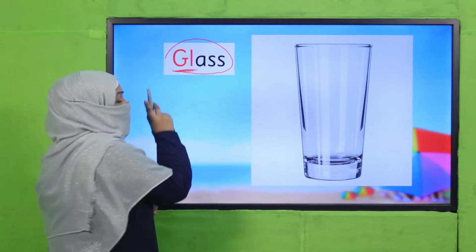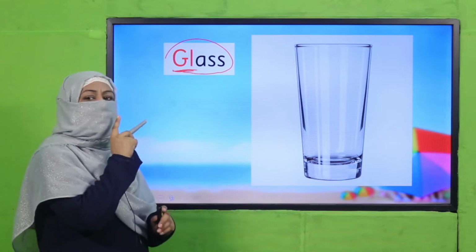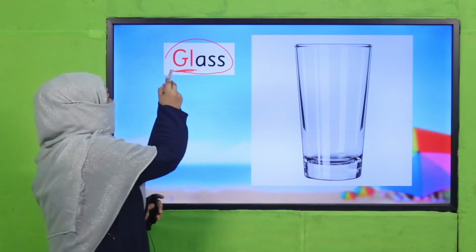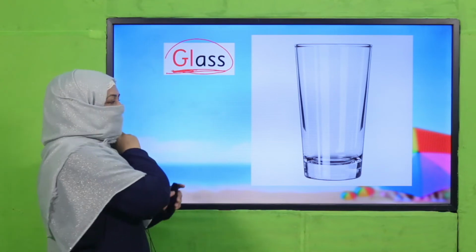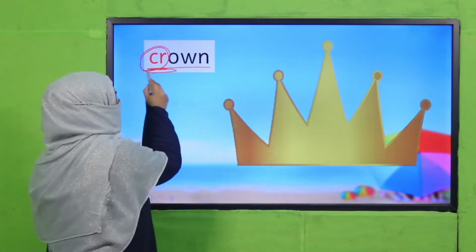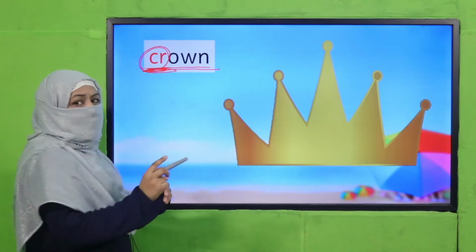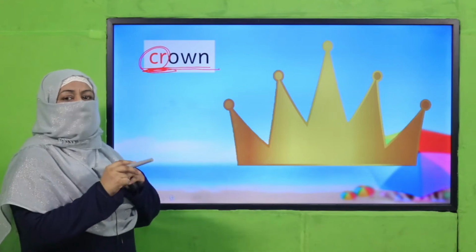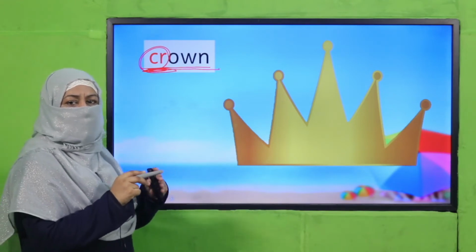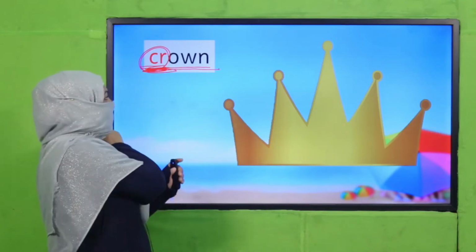Glass, glass. No stress and no break. The way I say it: glass, glass. Okay, glass. Crown, crown. Right? First you identify that a consonant cluster is there, then you will pronounce it the way we are practicing. Crown, crown.